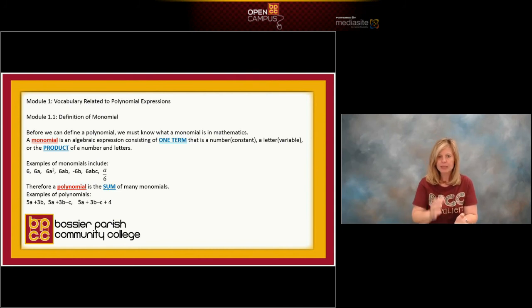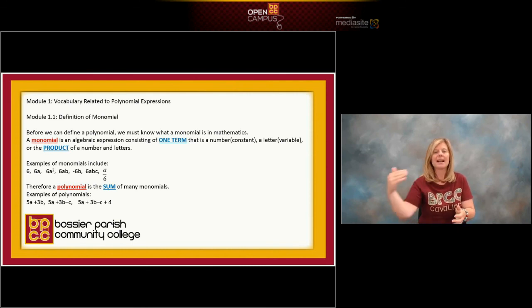It's many monomials. The last expression, 5a plus 3b minus c plus 4. Again, the addition and subtraction signs are separating the monomials. So on that polynomial, because it has many parts, we have many thoughts. We have 5a for 5 apples, 3b for 3 bananas, minus c for the cupcake, and plus 4, which is like $4. So that's 5 apples plus 3 bananas minus a cupcake plus $4.